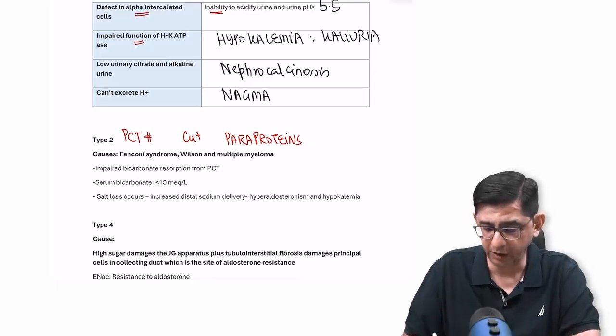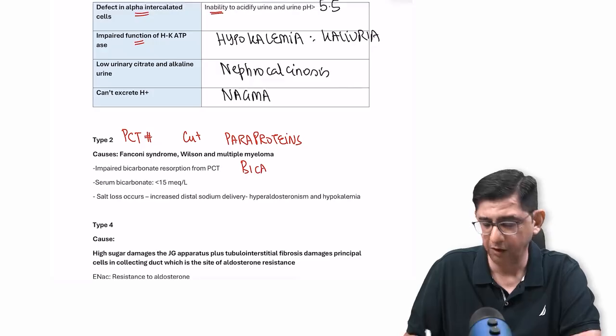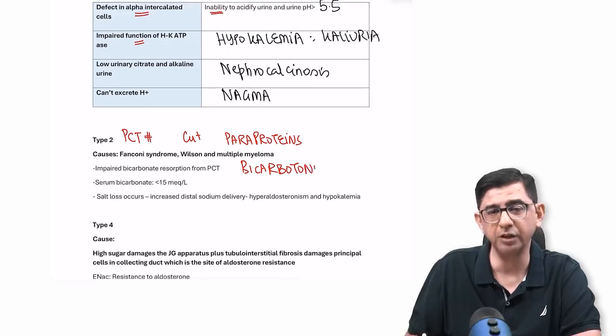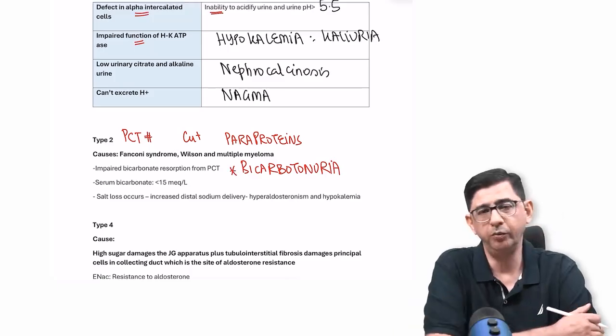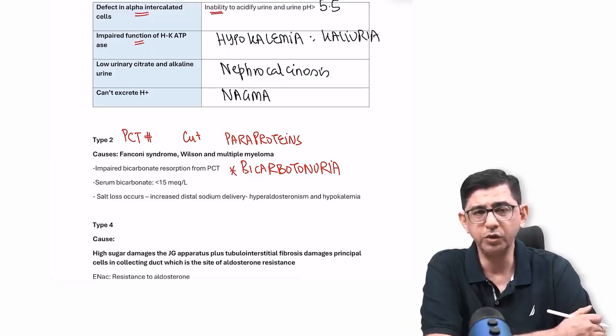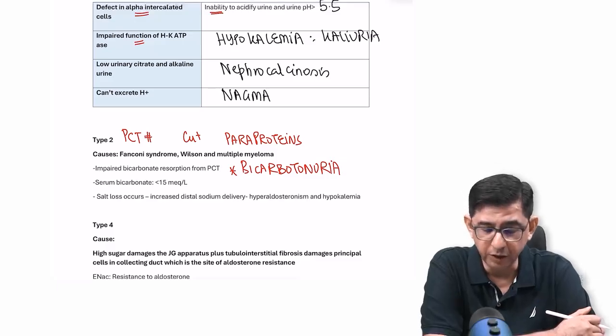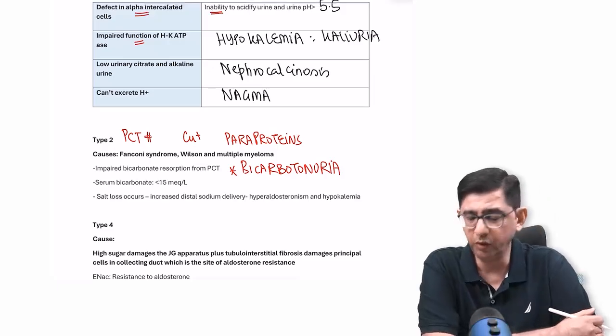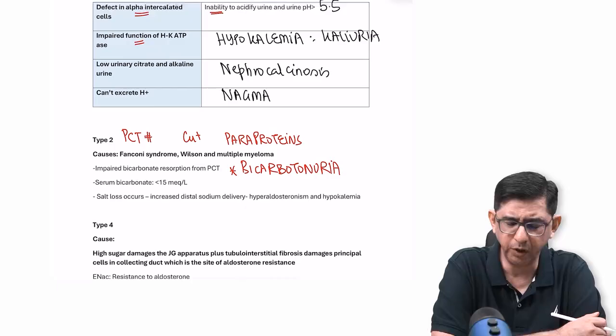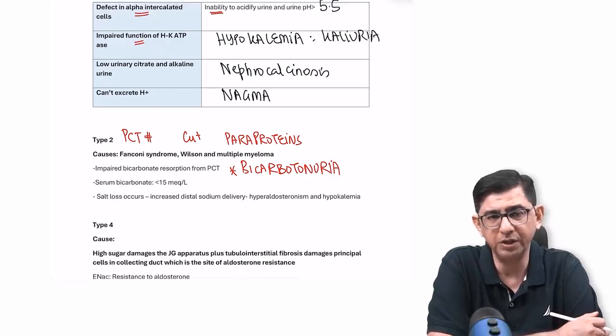Therefore, the highlight of this condition is bicarbonaturia. We will not read this word anywhere else in medical literature except for renal tubular acidosis type 2. Because you're losing alkali from the body, because alkali is reabsorbed from the proximal tubule, and if alkali is not reabsorbed, bicarbonaturia will occur, which will subsequently cause urine bicarbonate to be on the lower side.